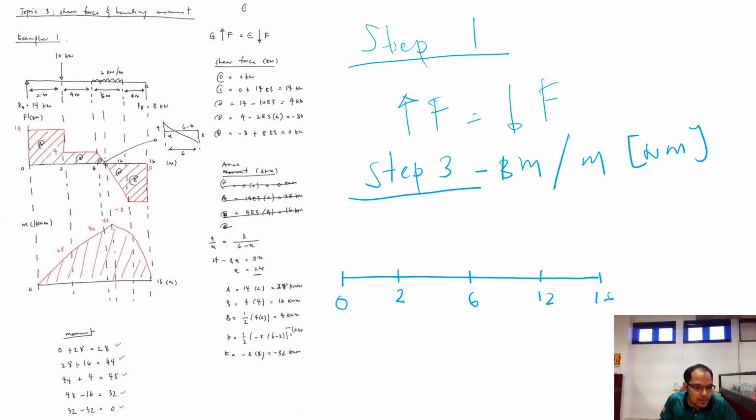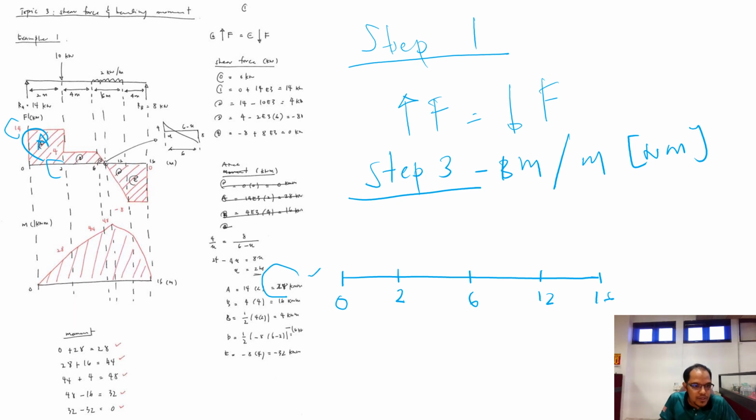So for the moment we need to find the area of this one, in order to calculate the moment. So for this case, area A here, how to calculate it? We need to find the area. So 14 multiplied by 2, that's why you got 28 here.